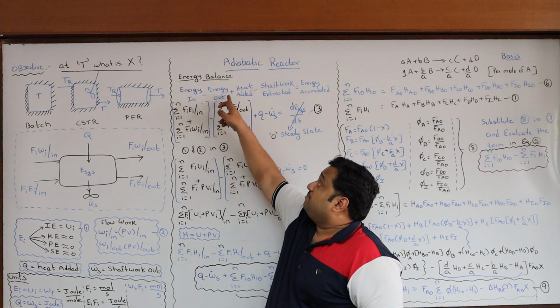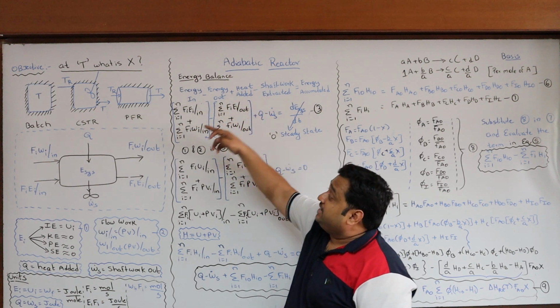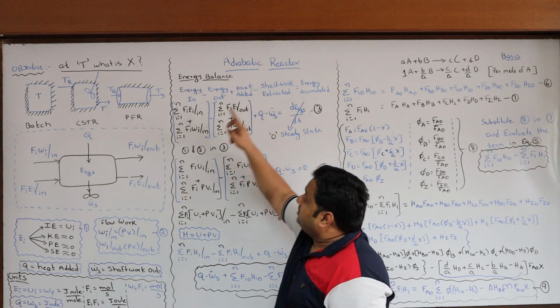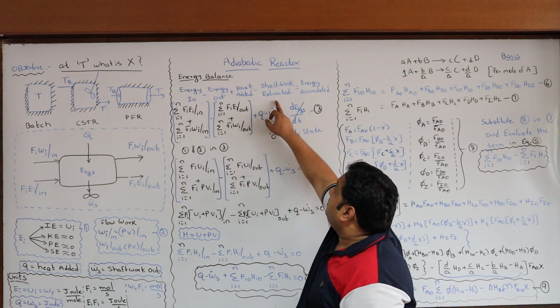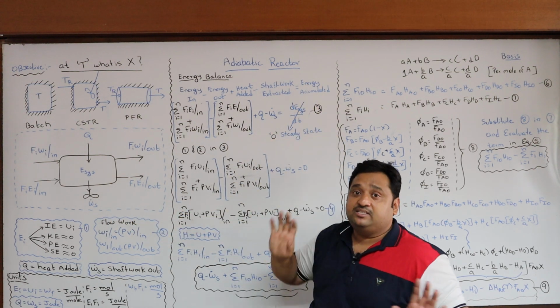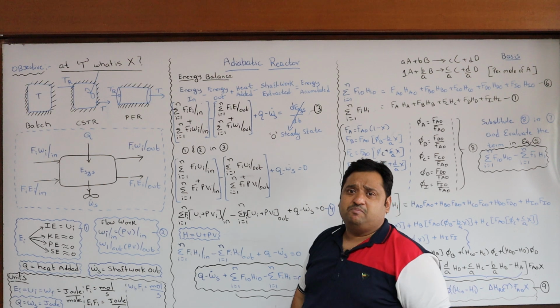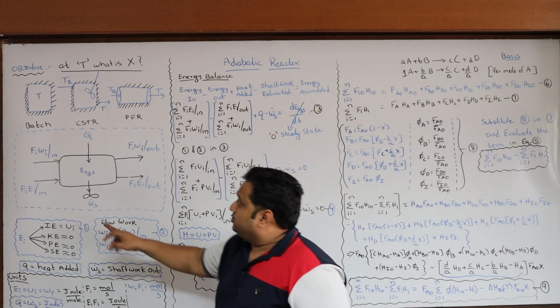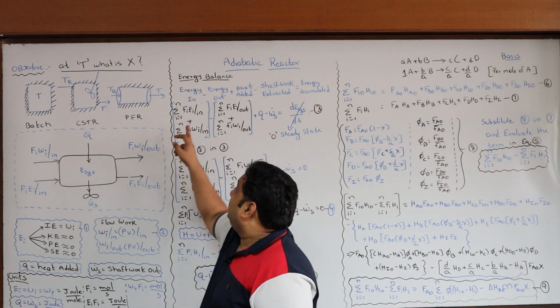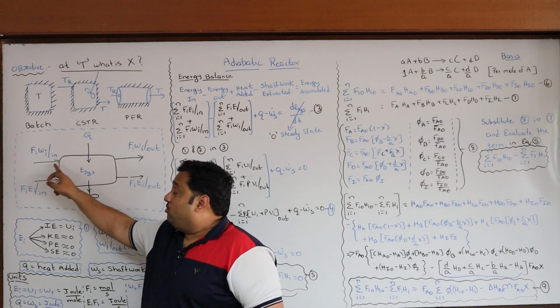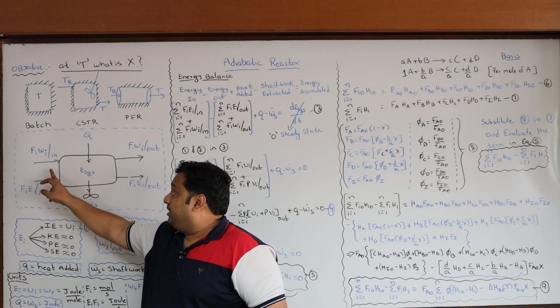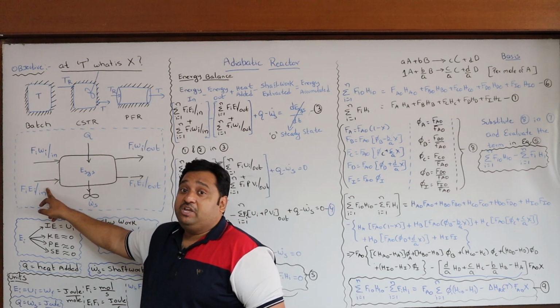Energy in minus energy out plus heat added, minus shaft work, is equal to energy accumulated in the system. This is called the basic energy balance. So what are the inlets? Inlet energies: one is flow energy in, second is molecule energy in.